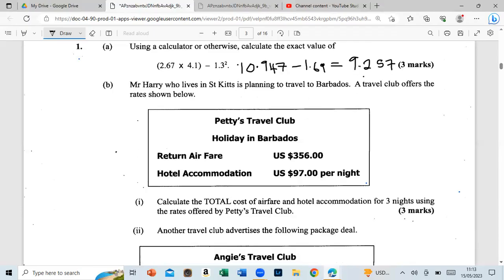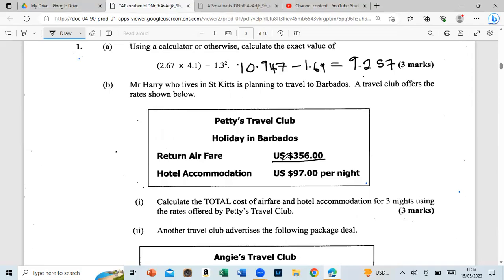Alright. Mr. Harry, who lives in St. Kitts, is planning to travel to Barbados. A travel club offers the rates shown below. Petit Travel Club, and it says holidays in Barbados, and it's a return airfare. I assume a return airfare means when you go and come. That's my interpretation. Hotel accommodation is US $97 per night. It says calculate the total cost of the airfare and the hotel accommodation for 3 nights using the rates offered by Petit Club.